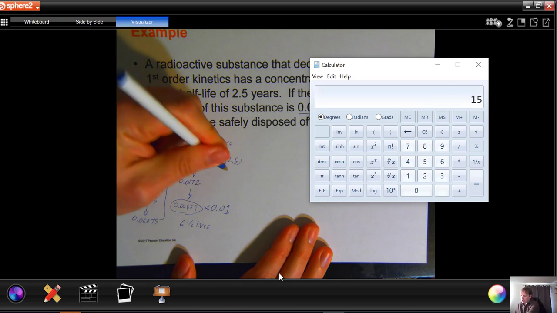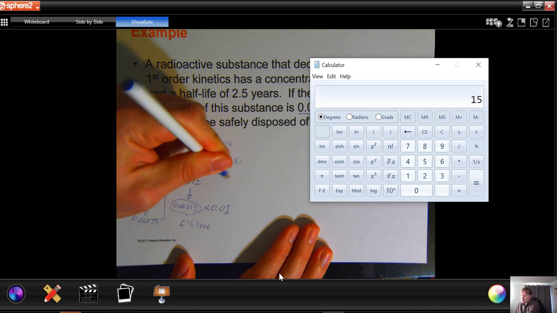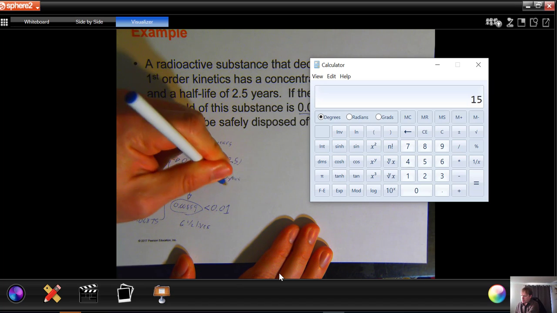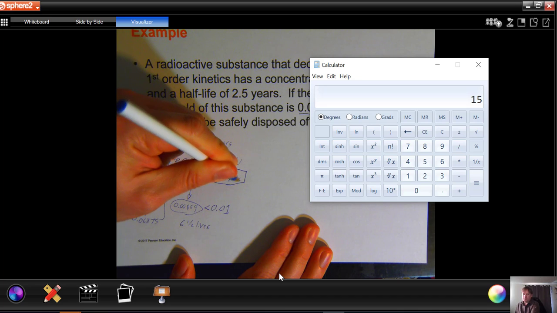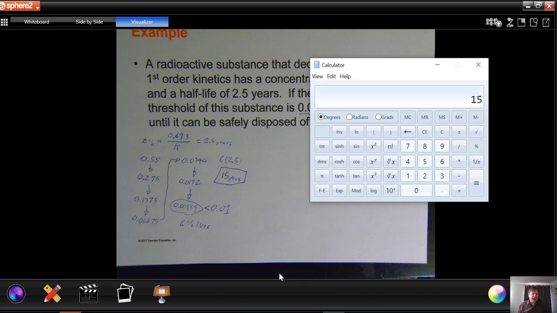Okay. So that gives us 15 years. Okay. Now that is actually an estimate. That is not exactly how long it takes because this is not 0.01, it's a number less than that. This is not 0.01, it's a number bigger than that. So it's somewhere between 12 and a half and 15 years. So this is not an exact number.